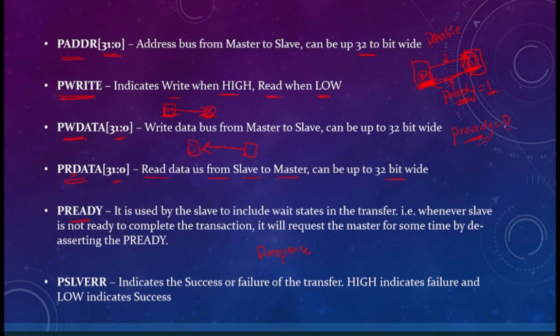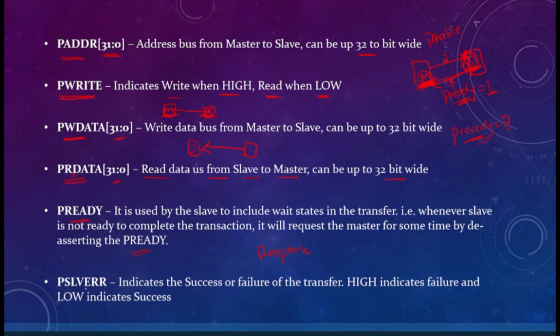And PREADY equal to 0 means the slave is busy processing the previous packet of data, so it needs some time in order to process the next packet of data. In simple words, I'm just telling you without any technical terms so that it will be easily understood. So this is about the PREADY signal.